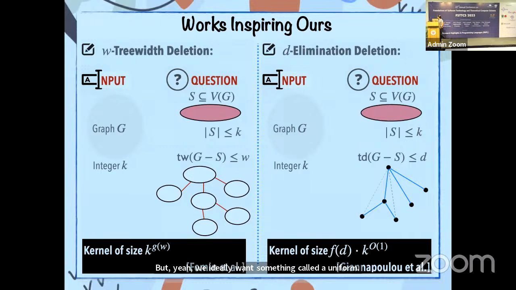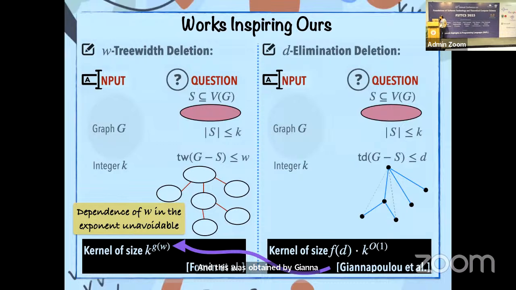And for d-elimination deletion, we also have a kernel whose size is something like f of d times k to the order 1. So here the dependence on d is not in the exponent of k. And this was obtained by Giannopoulou et al. They also showed that in the kernel of Fomin et al., there is a dependence on w in the exponent of k, and this is unavoidable, not for the same function g of w, but the dependence on w here cannot be avoided under some well-believed complexity theoretic conjectures.